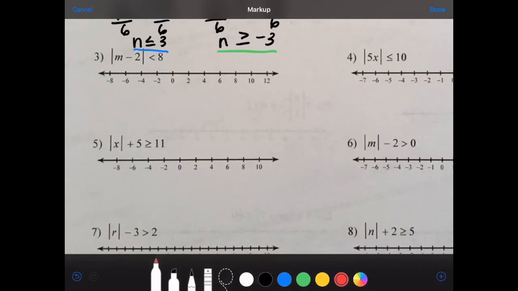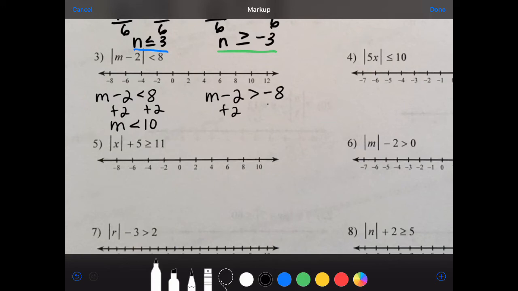Okay, so for number 3, the absolute value sign is isolated. So I'm going to do the same thing, break it up into 2. So it's going to be m minus 2 is less than 8, and then m minus 2 is greater than negative 8. All right, so for the first one, I'm going to add 2 to both sides to solve, and I get m is less than 10. The other one is adding 2 to both sides. Okay, so m is greater than, and then negative 8 plus 2 is negative 6.